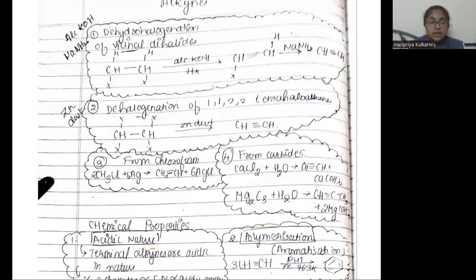So the first one is dehydrohalogenation again, of vicinal dihalides. What is vicinal? Vicinal dihalides means that the halides are attached to adjacent carbon atoms, side by side carbon atoms. So here, as you can see, we have CH and both are adjacent, side by side, and to them halides are attached, that is the X group. So here I'll take alcoholic KOH and the halide HX.